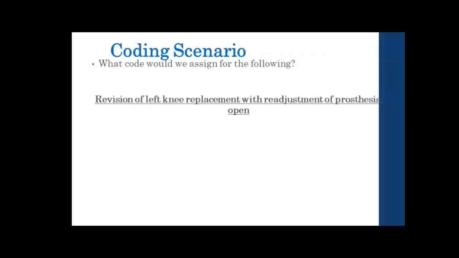You're not going to find knee just as a subterm. You have to go to joint and then knee, because the knee is a joint. So the body part's a joint, and then the knee is the specific body part. So in our index, under revision of device in joint, we're going to go to knee, and then left, because it's our left knee per the scenario.